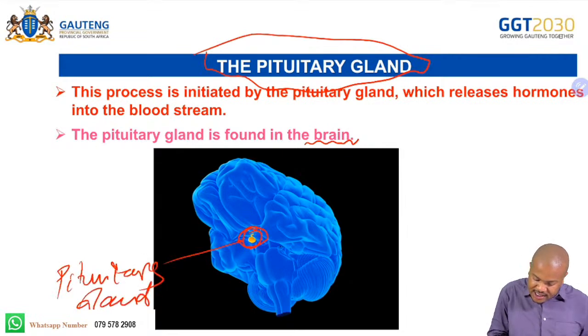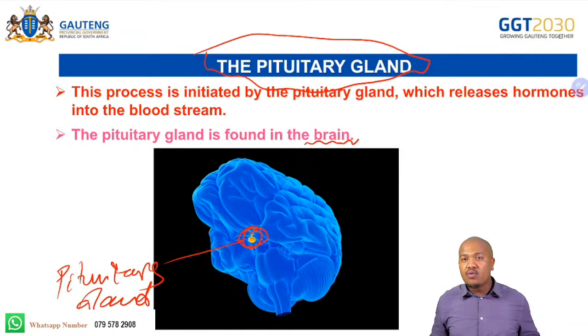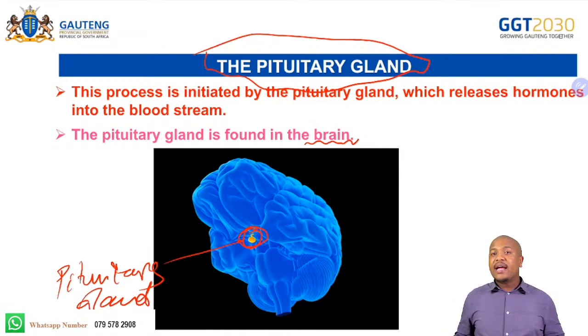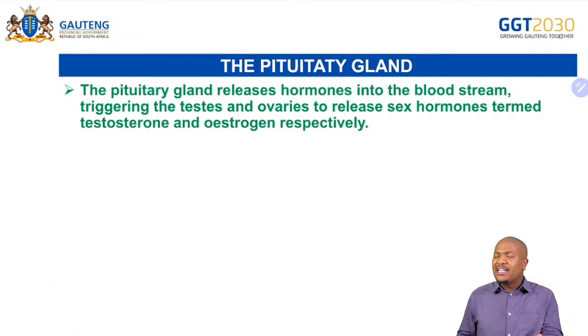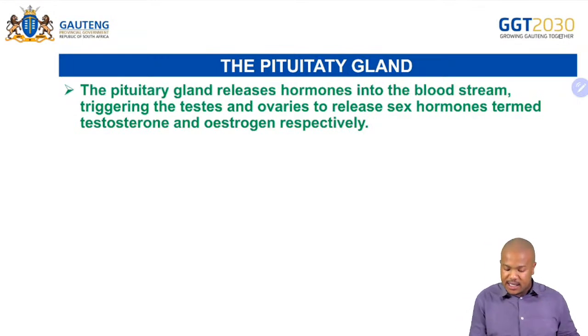So this gland releases certain hormones into the bloodstream, and remember, that is the circulation of blood, right? That message will be sent to other glands to secrete certain hormones at that point in time, right? So puberty as well is facilitated by this pituitary gland, right? Meaning the pituitary gland releases these hormones into the bloodstream, triggering the testes, right?